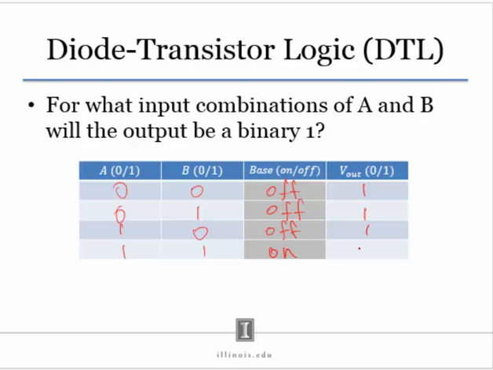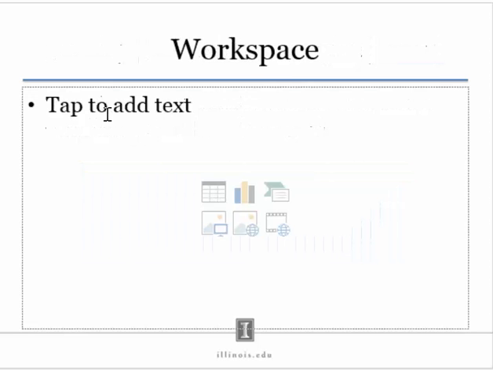And so if we properly size the resistors of that inverter, then we should put it in saturation, and the V out should go to logic 0. It will go to VSAT. Okay? All right, so recap.